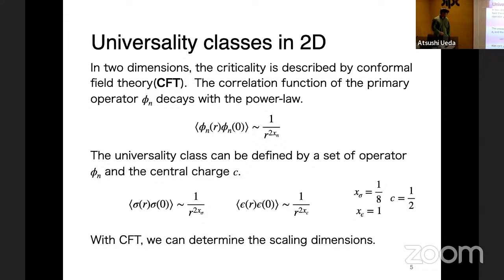This universality class can be defined by a set of operators phi_n and what is called the central charge c. In the case of the Ising universality class, this is summarized here. The surprising thing is that with conformal field theory, we can exactly determine the scaling dimensions and the central charges.